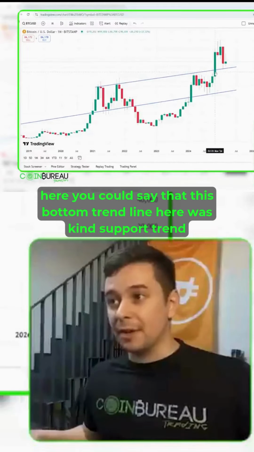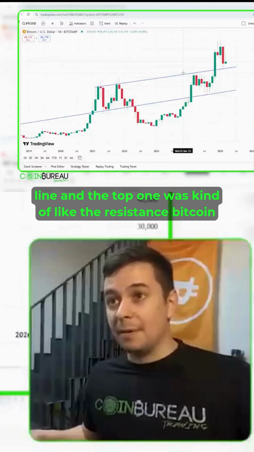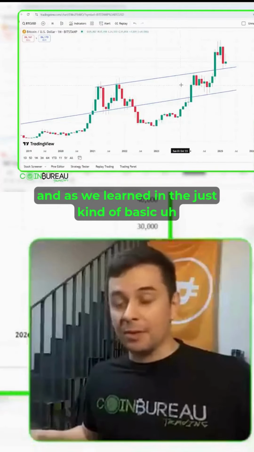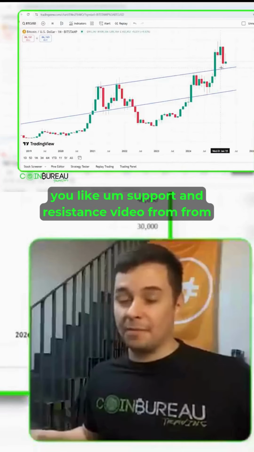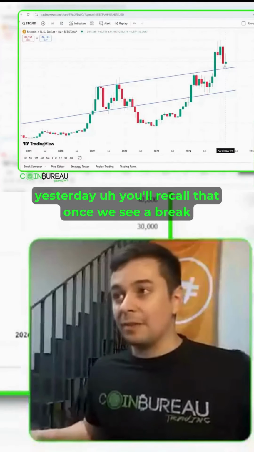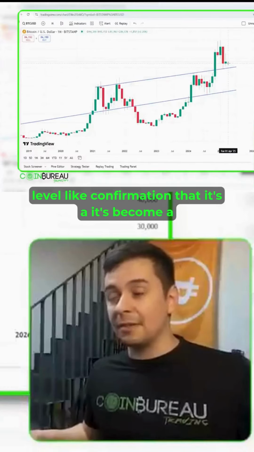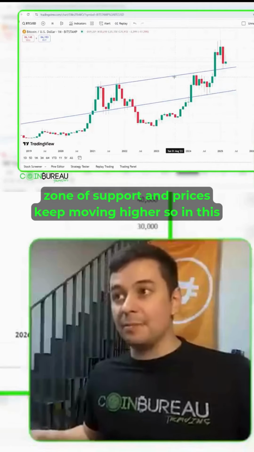You could say that this bottom trend line here was kind of like the support trend line, and the top one was kind of like the resistance. Bitcoin broke above this resistance trend line in November, and as we learned in the basic support and resistance video from yesterday, you'll recall that once we see a break above resistance, we tend to see a retest of that level, like confirmation that it's become a zone of support, and prices keep moving higher.